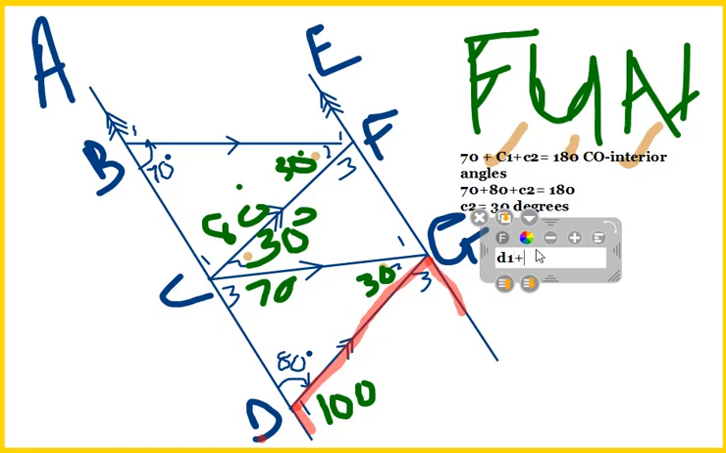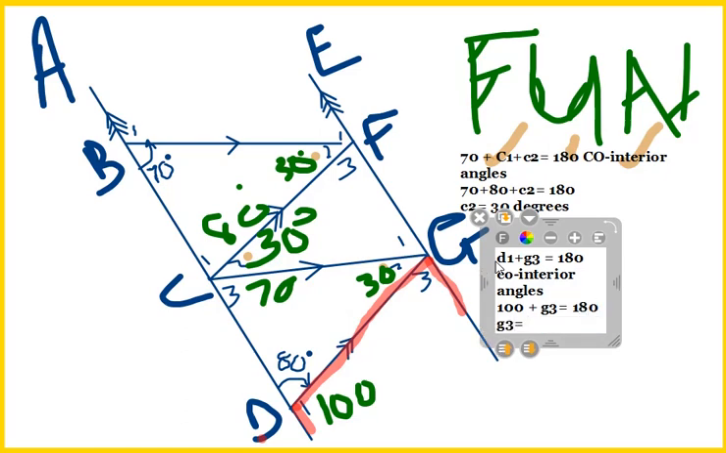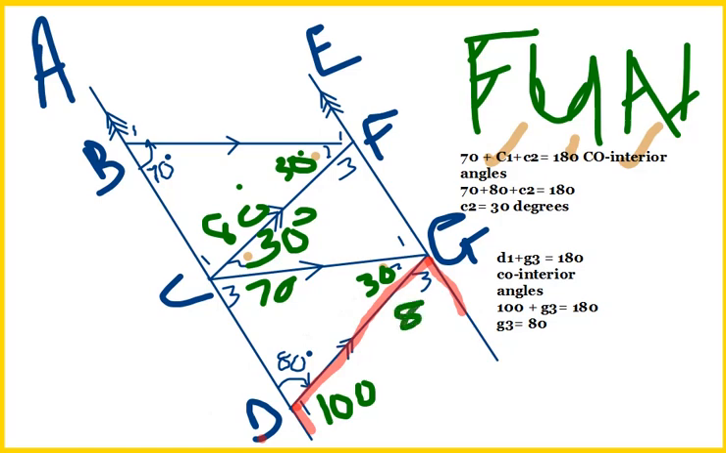Angle D1, so that D with the caret, and if you still don't know how to label angles, please refer back to my previous videos in the angles video. I think it was the second video in the Euclid and geometry playlist. So we have that angle D1 plus angle G3 is equal to 180 degrees, co-interior angles. So if we substitute D1 is 100 plus our unknown G3 is equal to 180 degrees. So G3 is equal to 180 minus 100, which is 80 degrees. So we can fill that in and say that G3 is 80 degrees.